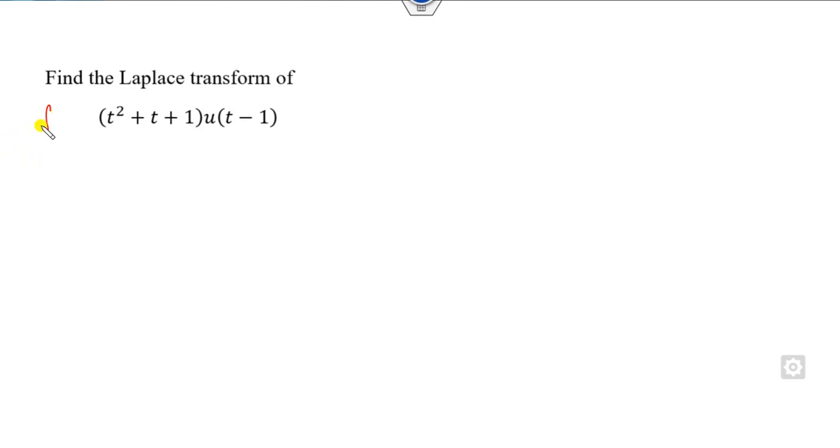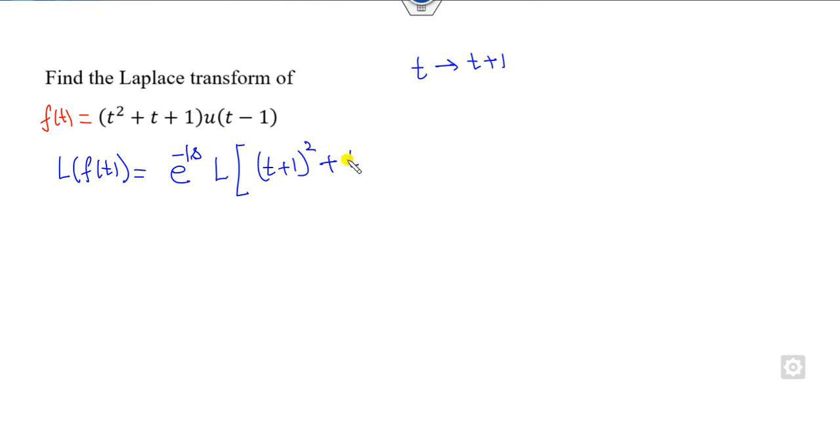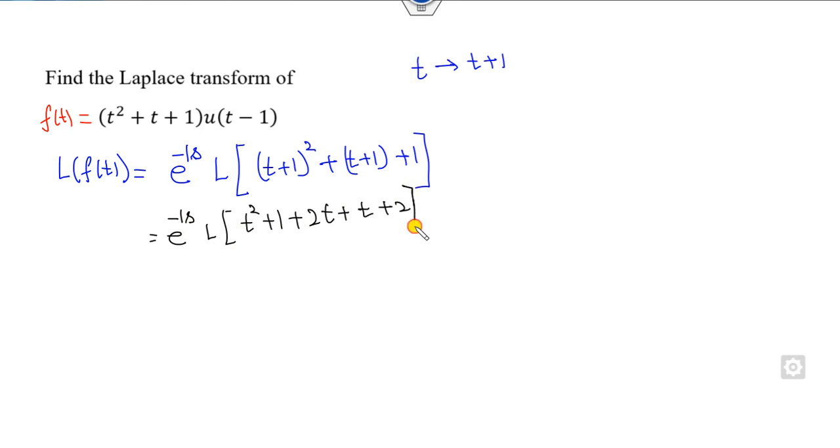Look at one more example so that you can practice a lot of questions in this lecture. So find the Laplace of this f of t. It is already written as e raised to power minus s. Laplace of, I have to replace small t with t plus 1. So t plus 1 whole square, t plus 1 and 1. Now I can open this square. It will be t square plus 1 plus 2t, plus t plus 2.